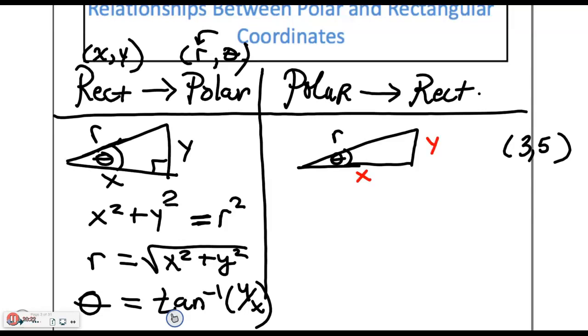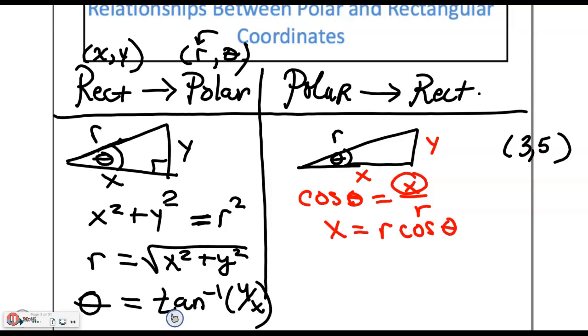And somebody said it last when I was doing it on the other ones. We know that the cosine of the angle is equal to its adjacent over its hypotenuse. So if I want to know what x is in terms of r and theta, I get x equals r cosine theta.